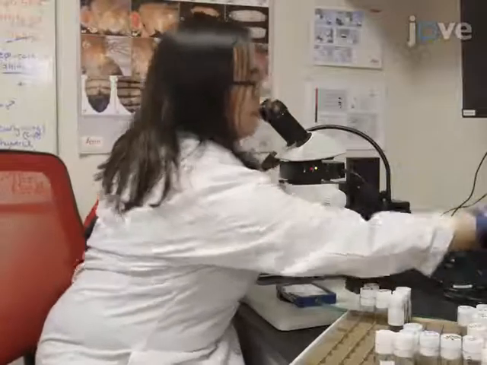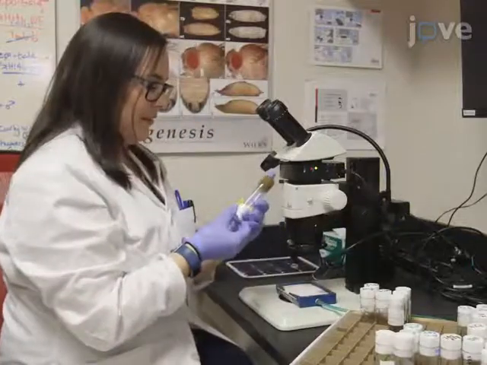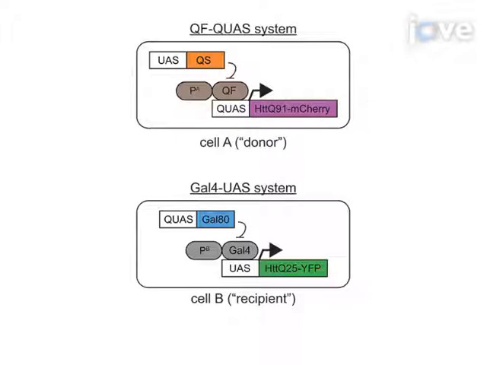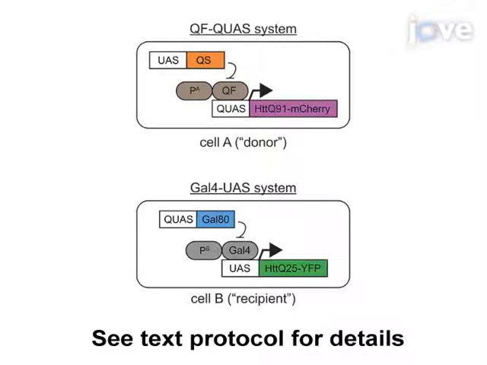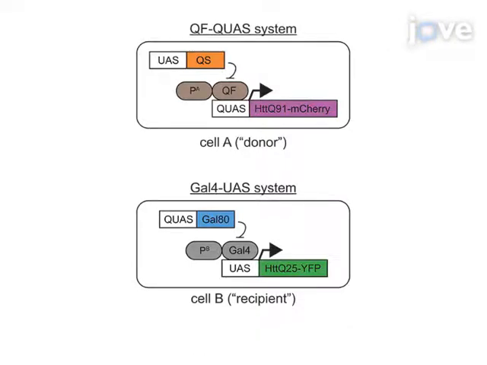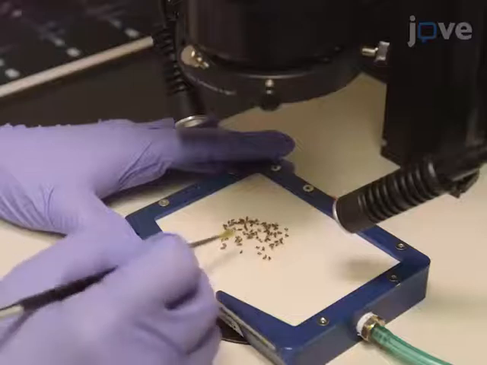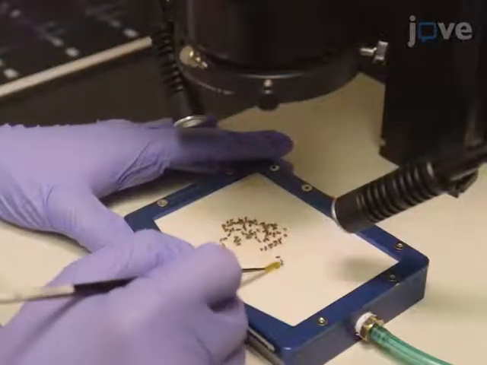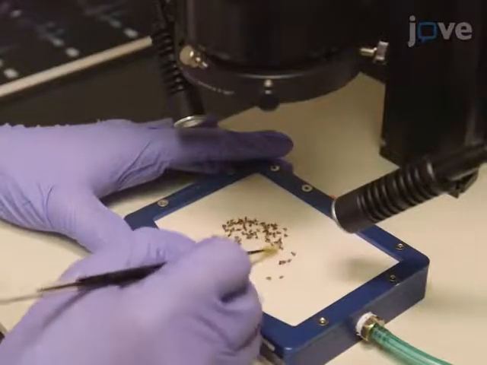Using standard culturing conditions, generate transgenic Drosophila melanogaster lines containing tissue-specific Gal4 or QF drivers, as well as lines containing wild-type or mutant Huntington transgenes downstream of the Gal4 UAS or QF QUAS. Collect the progeny of the desired genotype and age them until they are ready to dissect.